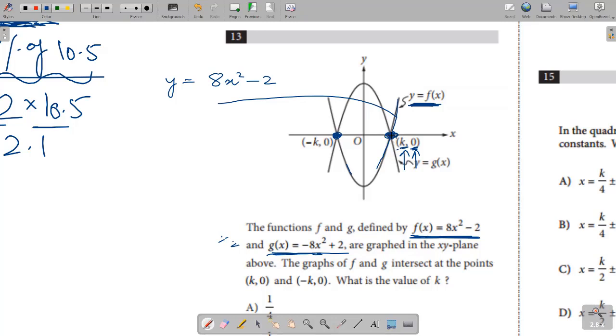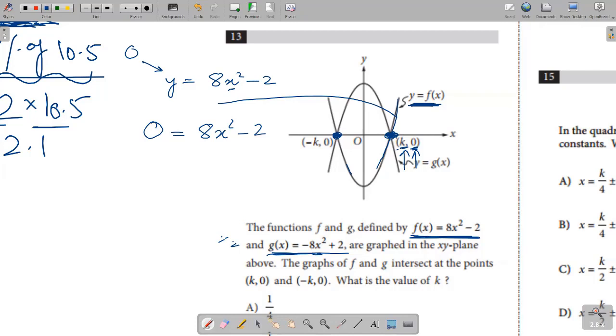Correct. So this point on the x-axis will have the y value 0. So we can plug in the y value 0 and see what is the x value at that point. So 0 equals 8x squared minus 2, correct? Is it okay? Yes.